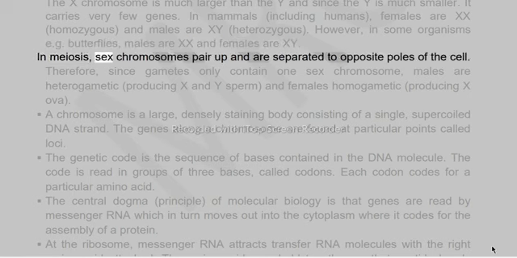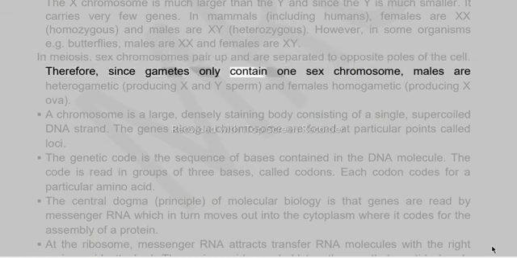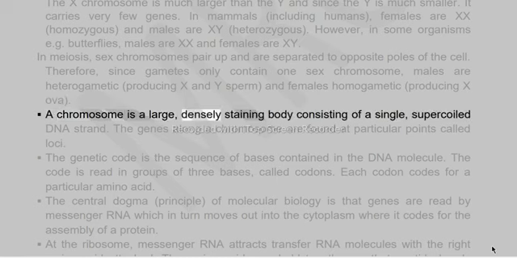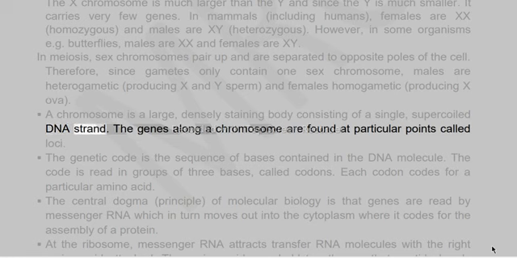In meiosis, sex chromosomes pair up and are separated to opposite poles of the cell. Therefore, since gametes only contain one sex chromosome, males are heterogametic, producing X and Y sperm, and females homogametic, producing X ova. A chromosome is a large, densely staining body consisting of a single, supercoiled DNA strand. The genes along a chromosome are found at particular points called loci.